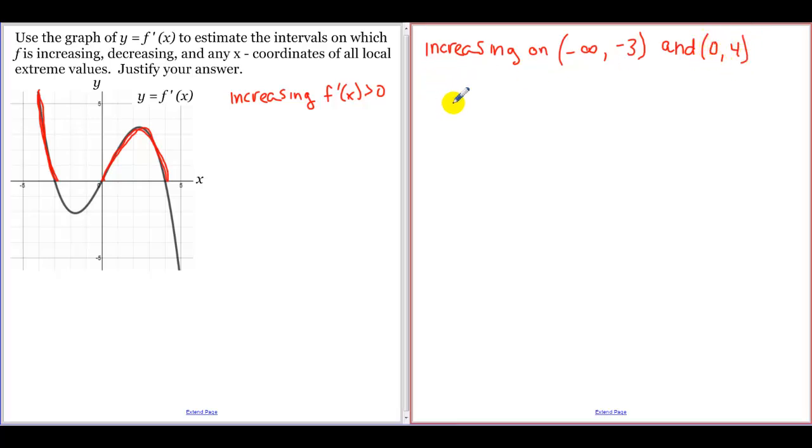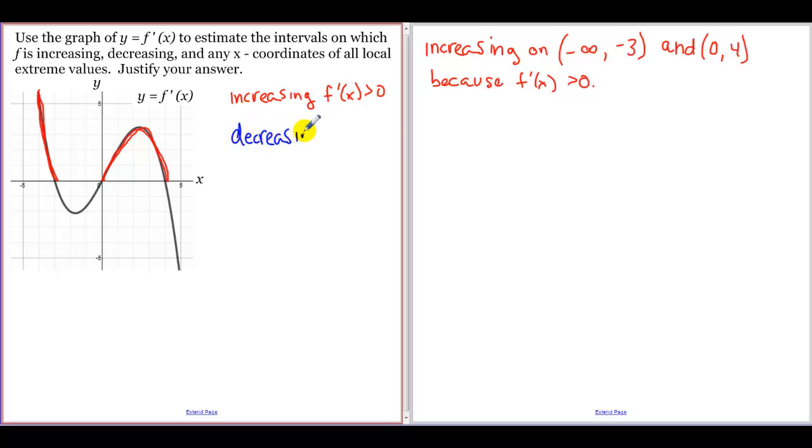Now justify your answer. I've been doing that really all along. But you need to write because f prime of x is greater than 0. Now I'm decreasing. We're decreasing when f prime of x is less than 0, or below the x-axis.